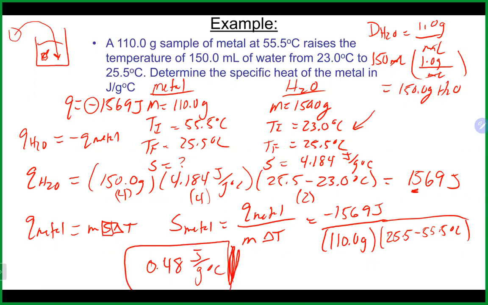Sig fig wise, we know from above we should end here, which is 2 significant figures. This is 4 significant figures. And when we subtract, we get something like 30.0, which is 3 significant figures. That means our answer should end up with 2 significant figures when it's all said and done. And it is positive, as specific heat capacity should always be a positive number.